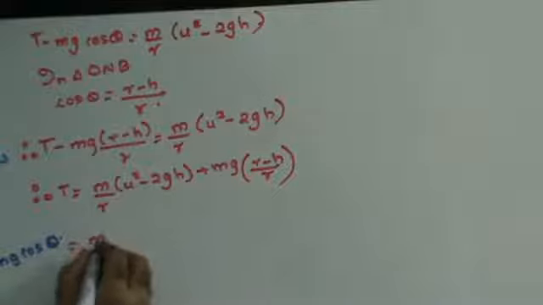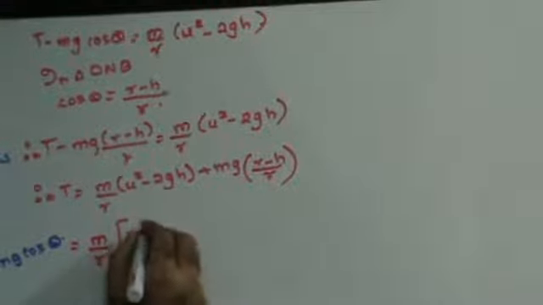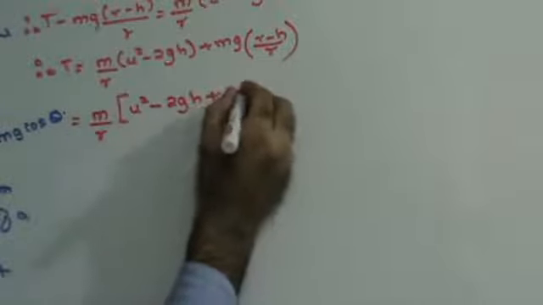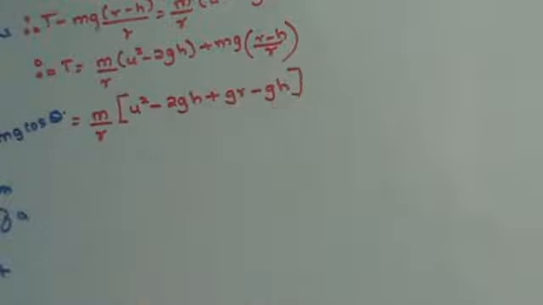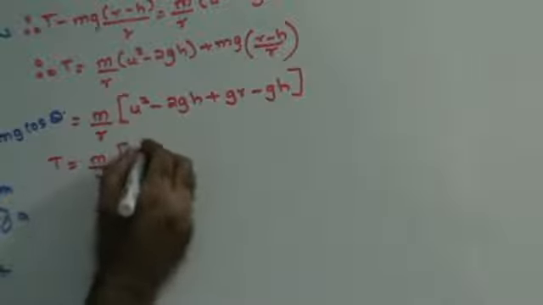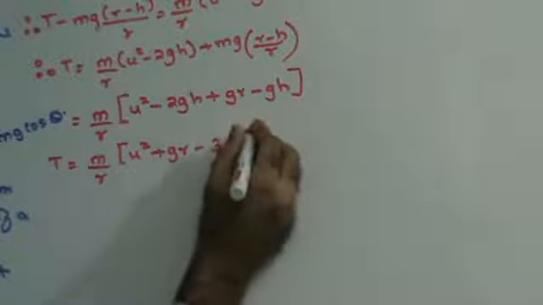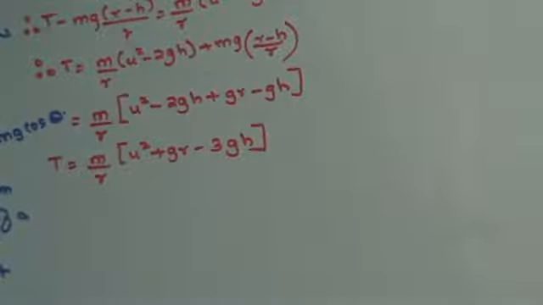Now here I could take m upon r common. If I take m upon r common, I'll get u square minus 2gh plus gr minus gh. Right? So in that case, I will get the tension on the string as m upon r into u square plus gr minus 3gh. So that is the tension that acts on the string when you try to move a body in vertical motion. Right? Do you understand? So if they ask you to find out the tension on the string, this is how you derive the expression for tension on the string.